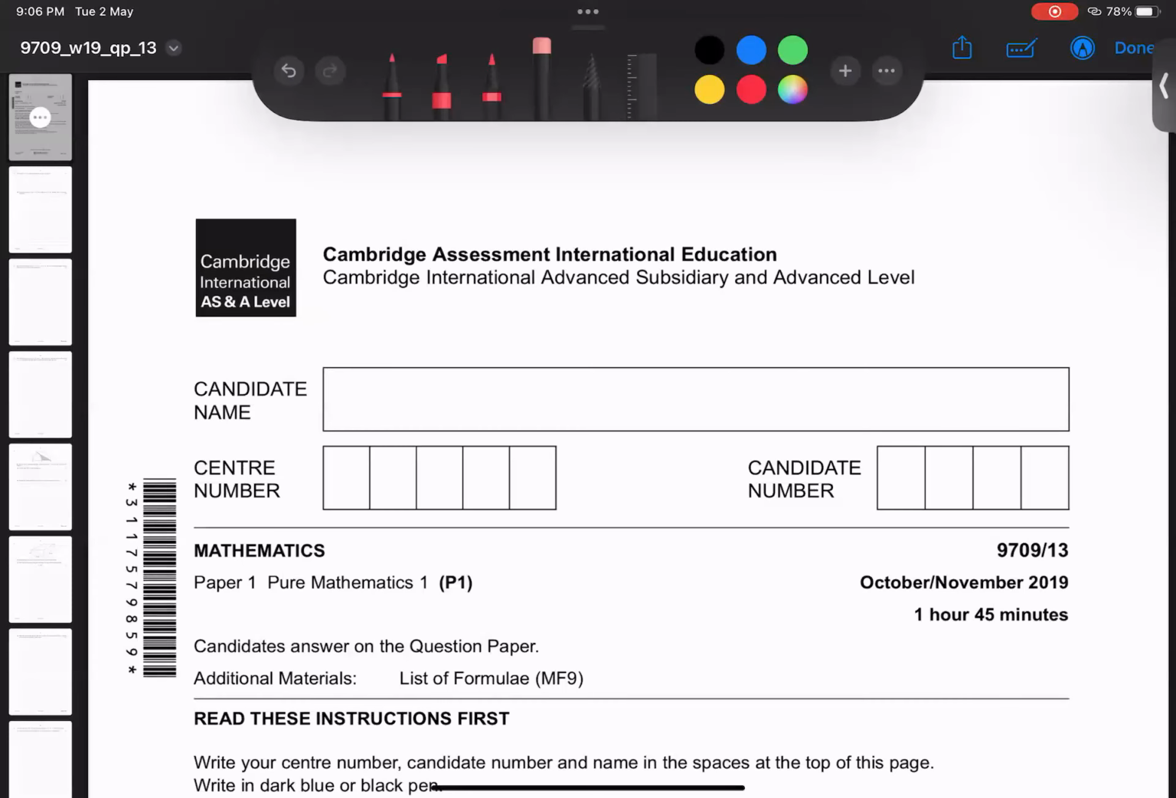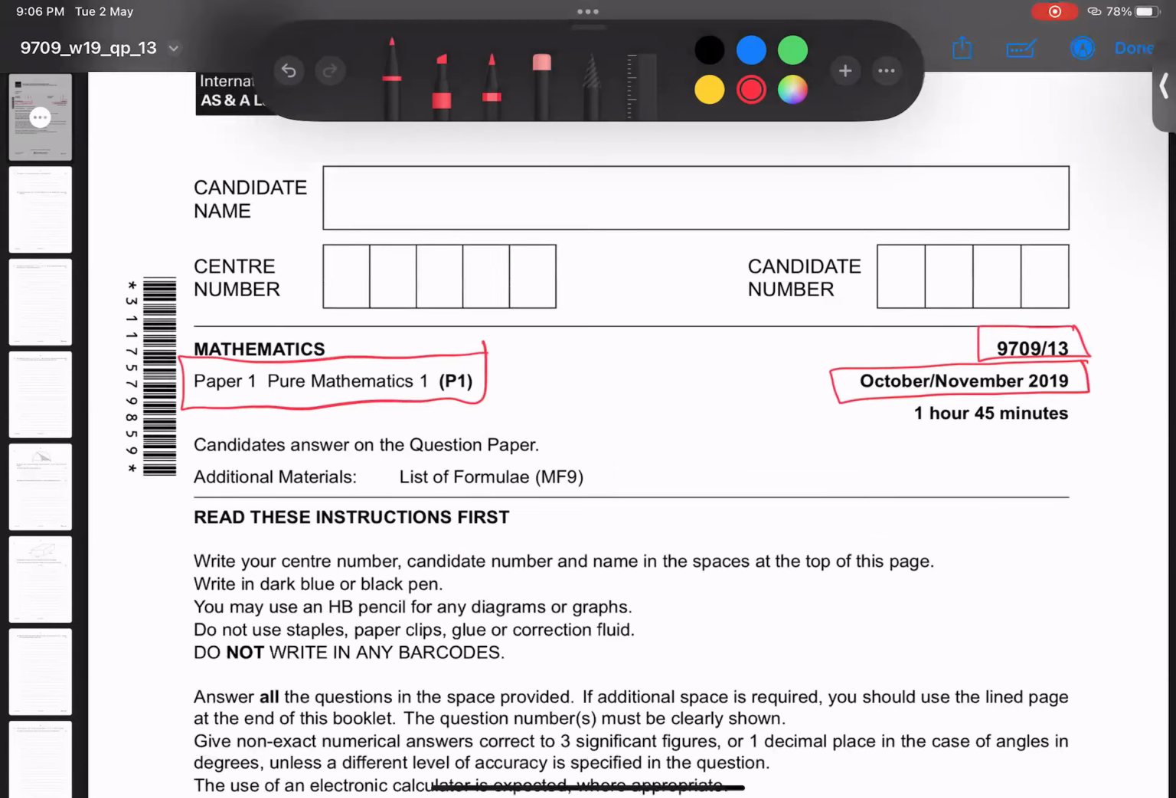Bismillah ar-Rahman ar-Rahim. This is a paper I'm going to start, October 2019, variant 13, paper 1. So let's start, students.